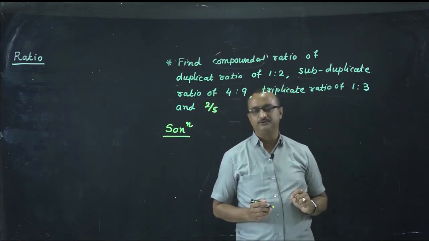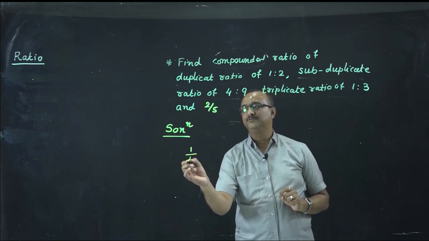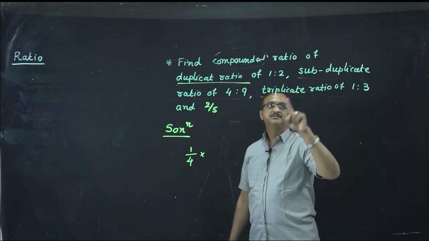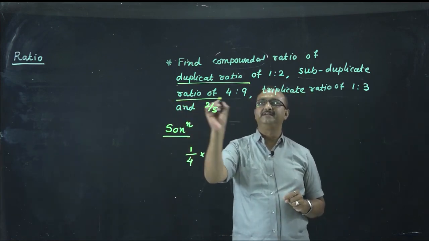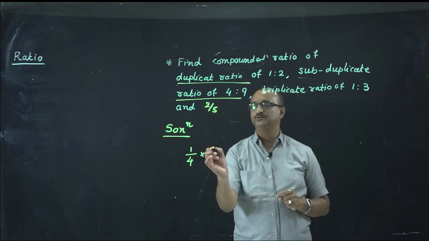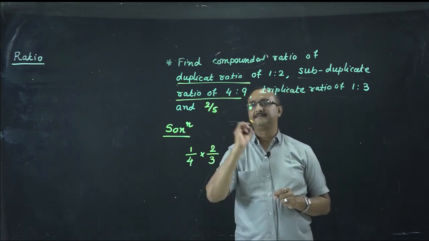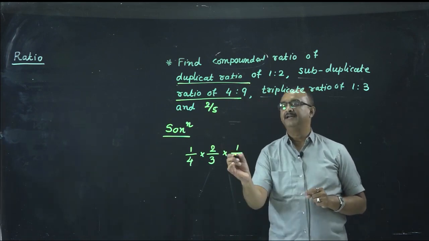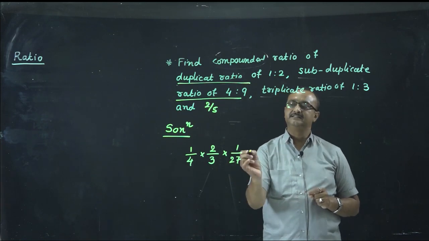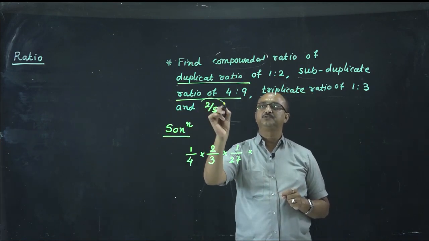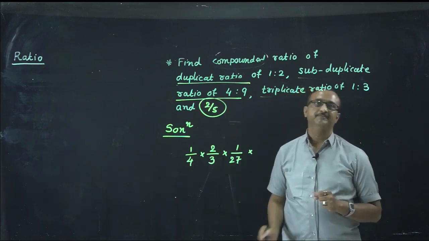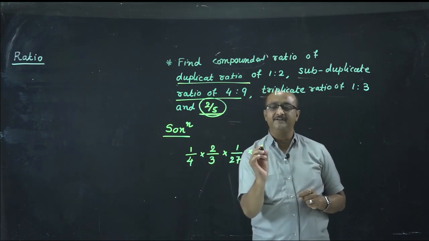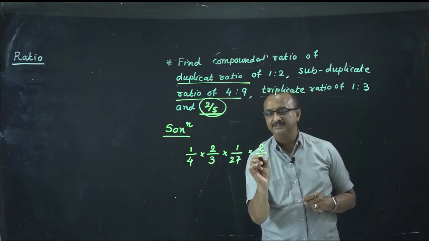Duplicate ratio of 1 is to 2 is 1 by 4 because duplicate is what? Square of given terms. Subduplicate ratio of 4 is to 9 means under root, 2 upon 3. Triplicate is cube, 1 by 27. And see, most of the students are putting cube of 2 by 5, but it is a separate term. It is only 2 by 5, so we have to put only 2 by 5 here.